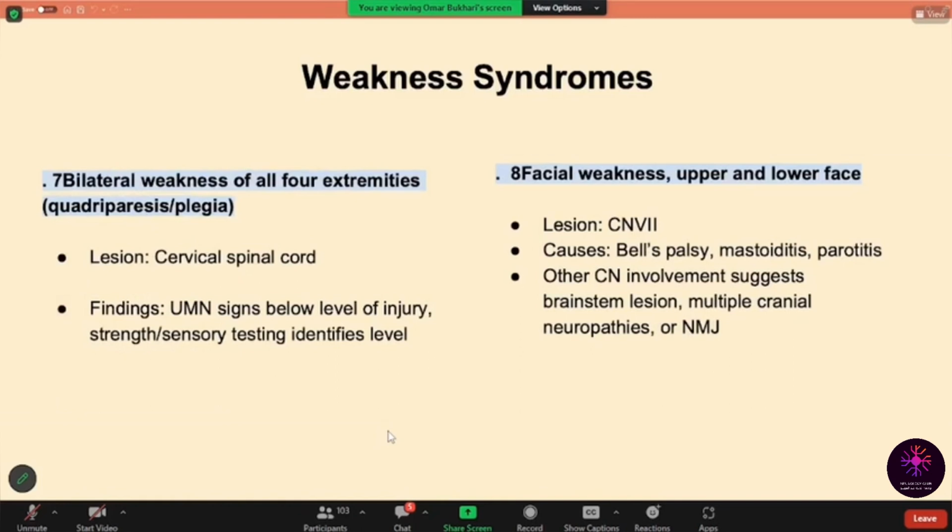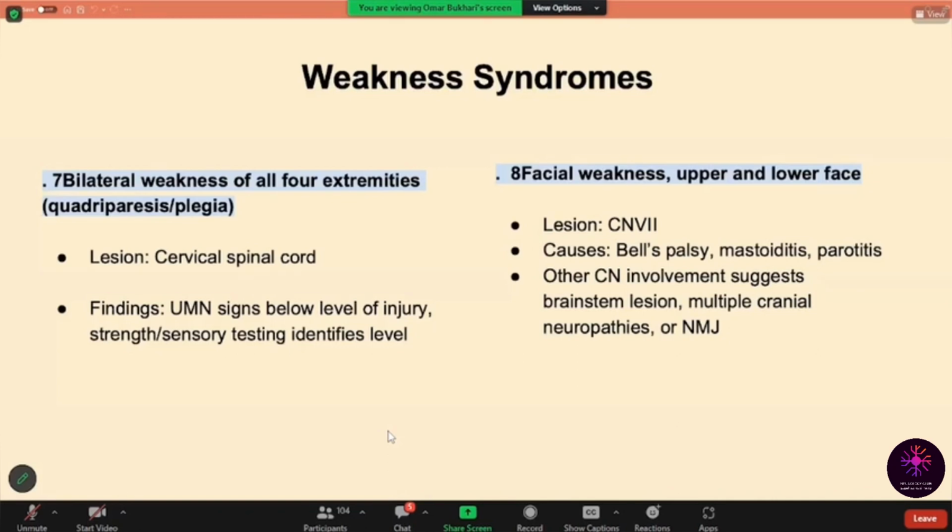Number 7, bilateral weakness of all 4 extremities, quadriparesis or quadriplegia. Lesions can be in the cervical spinal cord. It can be due to severe spinal trauma or disc herniation.